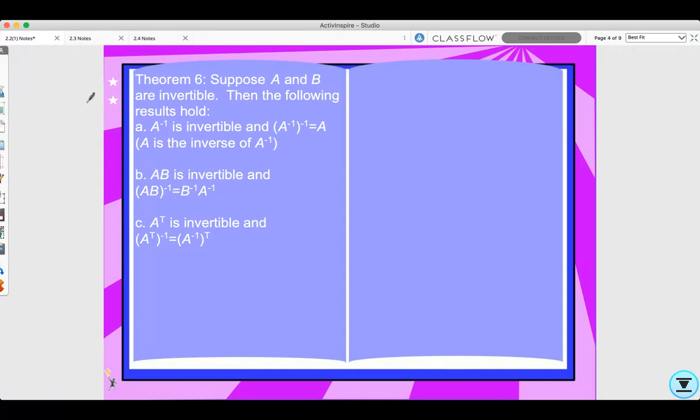Theorem 6. Suppose A and B are invertible. Then the following results hold. A inverse is invertible, and A inverse inverse equals A. A is the inverse of A inverse. AB is invertible, and AB inverse equals B inverse times A inverse. And A transpose is invertible, and A transpose inverse equals A inverse transpose.